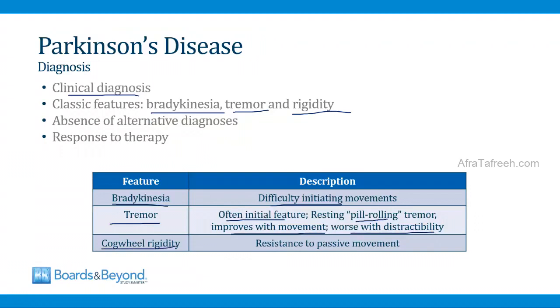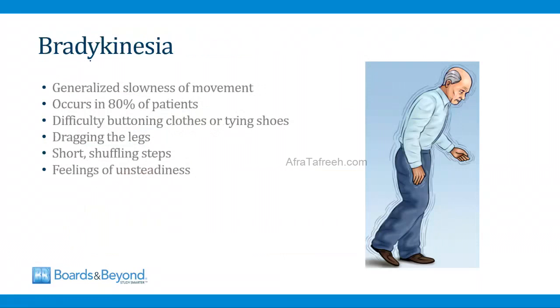And then cogwheel rigidity refers to resistance to passive movement. This is best appreciated in Parkinson's patients by examining their wrist. If you ask the patient to allow you to passively rotate the wrist, you will see that there is resistance to movement. And then in addition to these three features, you can make the diagnosis of Parkinson's disease if there's no other alternative diagnosis. And then the diagnosis is usually confirmed by the response to therapy. If you think a patient has Parkinson's, but the patient doesn't respond to drugs for Parkinson's, then you have to consider another diagnosis.